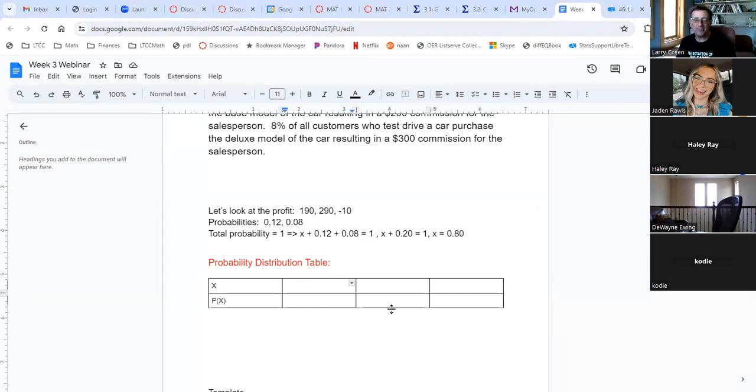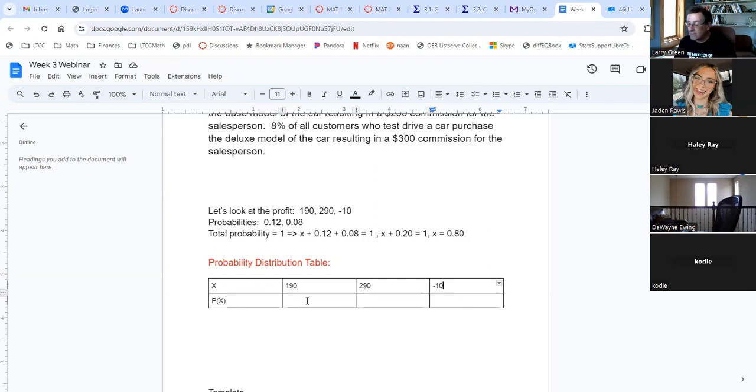So here, I'm just going to write down all the X's. We have 190. We have 290. And we have -10. Any questions on getting the X values for the probability distribution table?